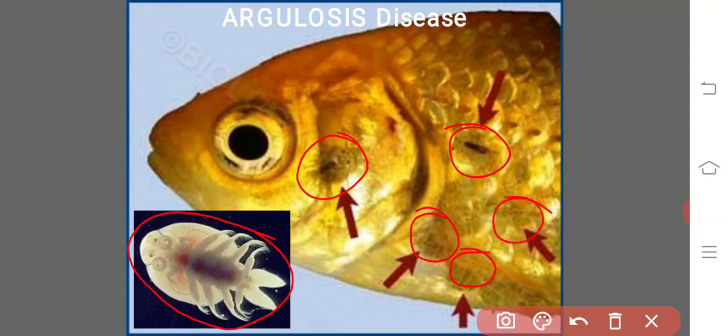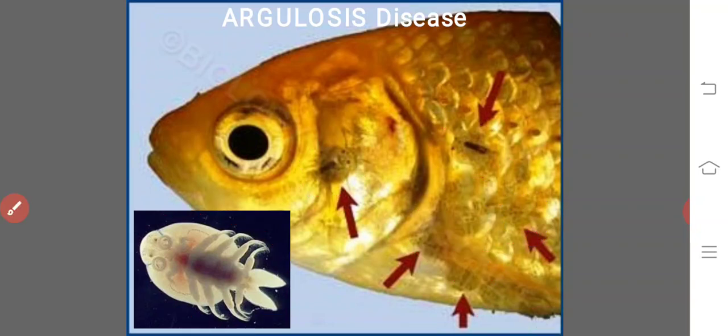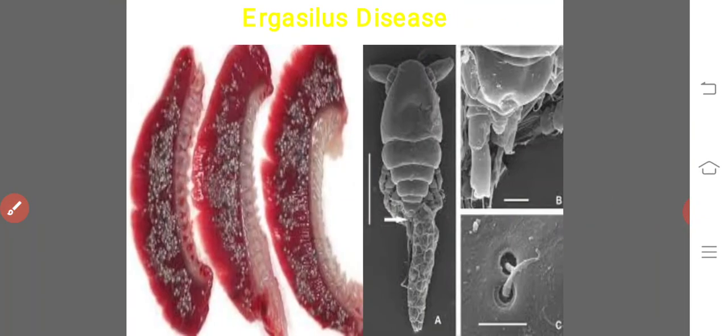Argulosis disease. Argulus is the organism, the disease causing agent. This disease can be controlled by giving dip treatment to the infected fish in Lysol or Prizol or in potassium permanganate or in any insecticide for a short duration of time. This is argulosis. Coming to the Ergasilus disease, the causing agent is the Ergasilus species. This is the Ergasilus.